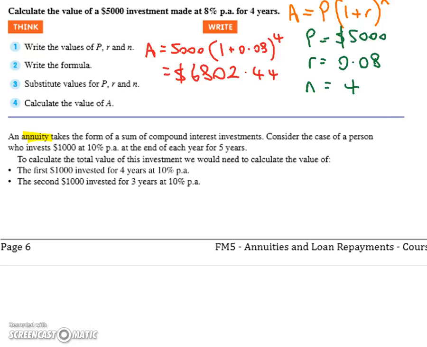So basically, have a look at this. If you invest $1,000 at 10% per annum at the end of each year for 5 years, to calculate that, you have to calculate the first $1,000 invested for 4 years, because that $1,000 is going to be in there for 4 years. Is that right? Yeah, I think it's all right. And then the second one is going to be invested for 3 years, and so on and so forth.